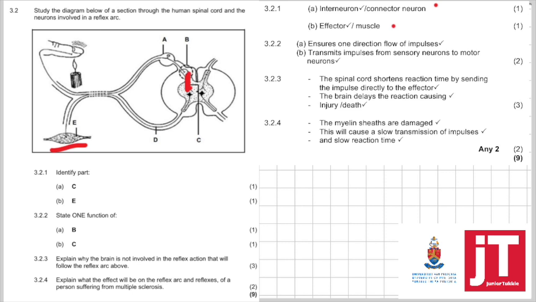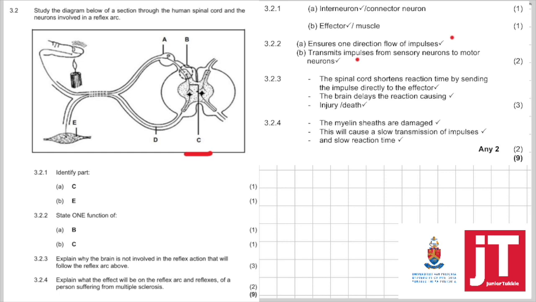3.2.2. State one function of part B. Now, let's go back and look carefully at what B is. B is pointing to that gap between the two neurons. So that is, of course, a synapse. And what does a synapse do? Ensures the impulse travels in one direction only. State one function of part C. Part C, of course, is the connector neuron. What's the function? Transmits impulse from the sensory to the motor neuron.